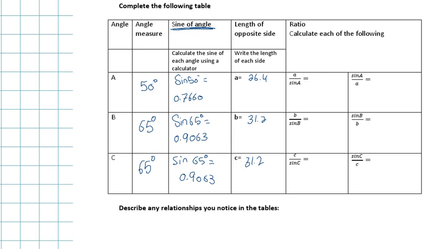Now, they would like you to do side A over sine A. So all we have to do is take side A and divide it by sine A. So 26.4 divided by 0.7660. What do you get? 34.6.